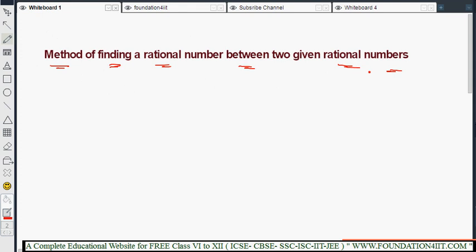So if they give any two rational numbers, how can we find some more rational numbers between them? That is the topic here now. Consider two rational numbers a by b and c by d. Here a by b is lesser than c by d.